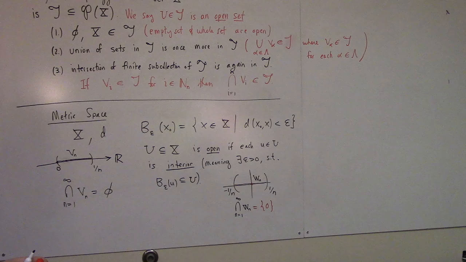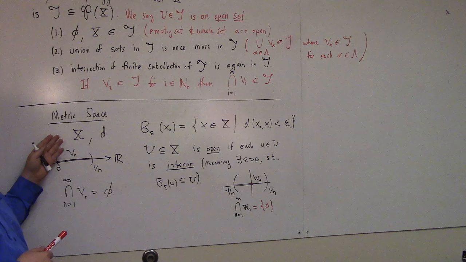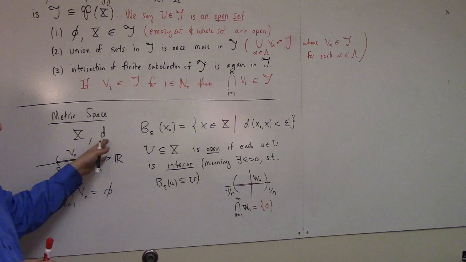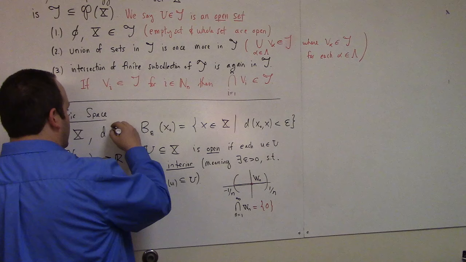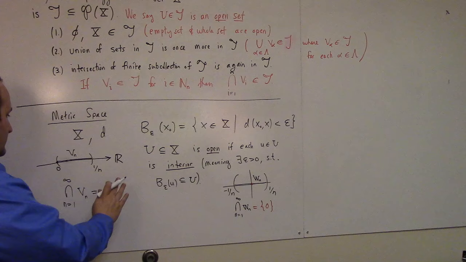Oh, so there's an example of the topology. If you have a space together with a metric, D, and I guess I haven't defined that very carefully, what makes D a metric? We talked about it in advanced calculus, right? But what makes D a metric? We need what? Positive definite.